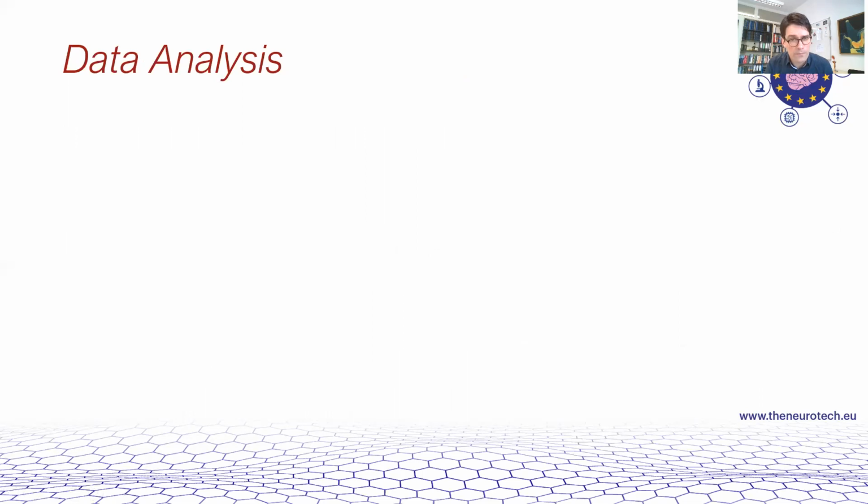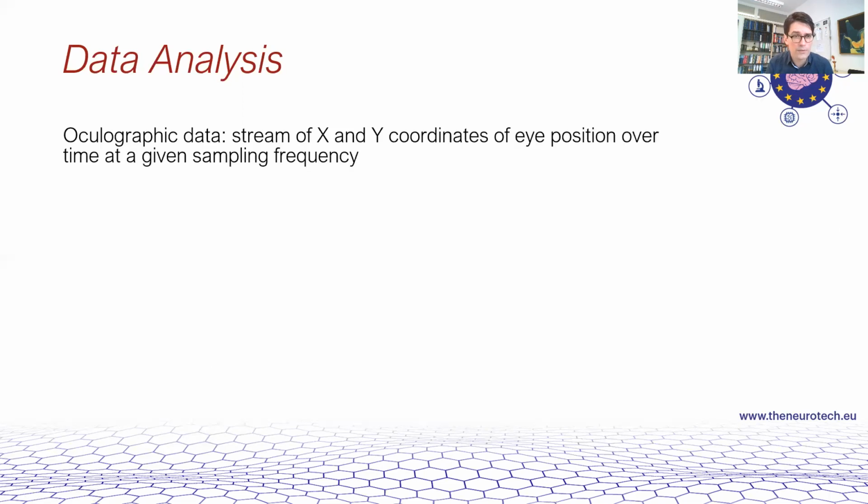Now, finally, we would like to look at the data that we've obtained from our recordings. Oculographic data, in its simplest form, are a stream of X and Y coordinates of eye position over time at a given sampling frequency. And this is for a standard setup, where the Z coordinate, the distance from eye to the display, doesn't change. So we're interested simply in horizontal, vertical and diagonal movements on the monitor.